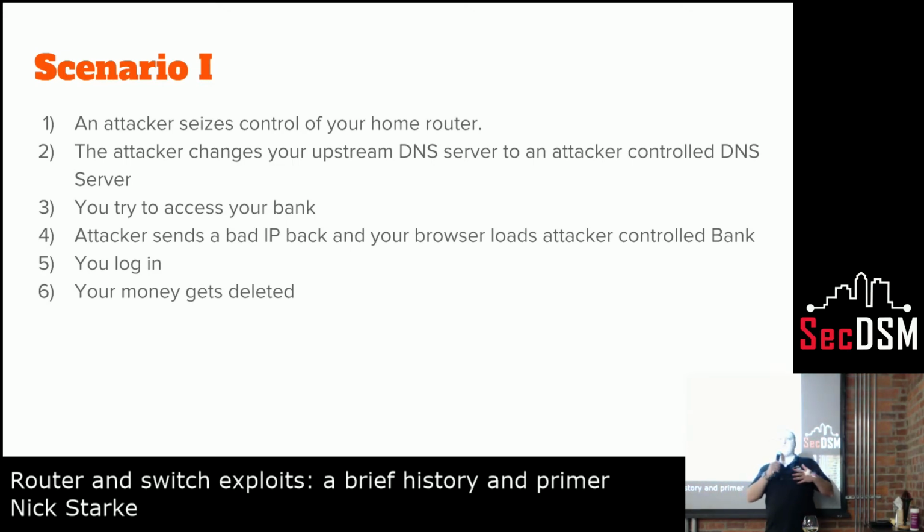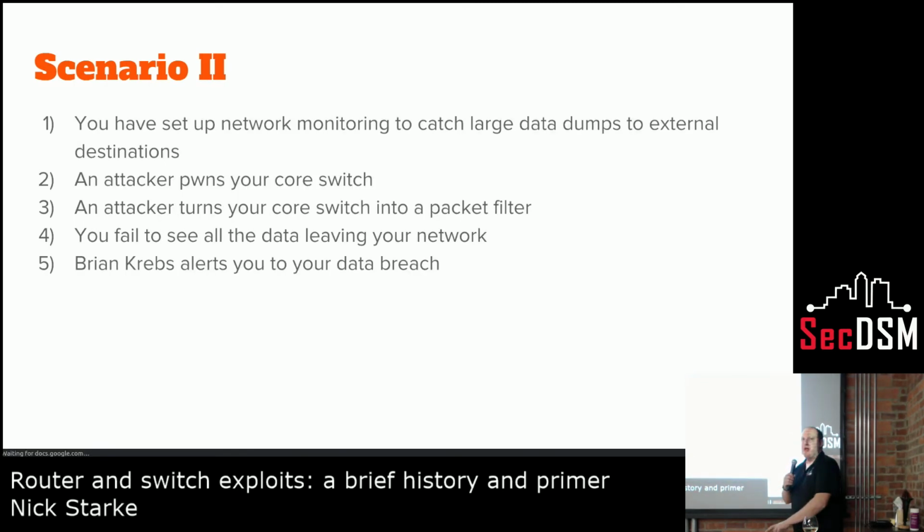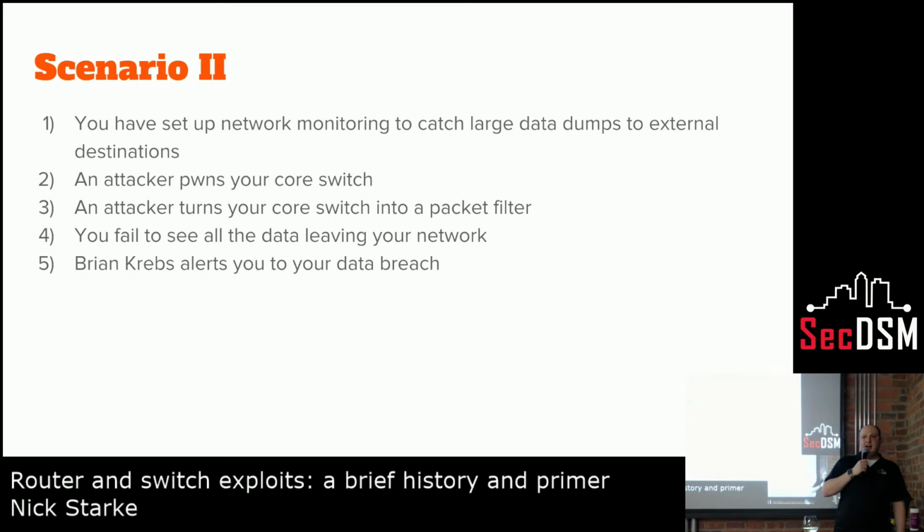So kind of moving from small office to home office to more the enterprise, there's other scenarios too that can be really bad. So if I have administrative privilege level 15 access to your core router, I can turn that into a packet filter. And in fact, I know a guy in this room who has done that. So it's definitely possible. He's not paying attention right now, but yeah, he's done it. So it's something that is definitely within the realm of possibility.